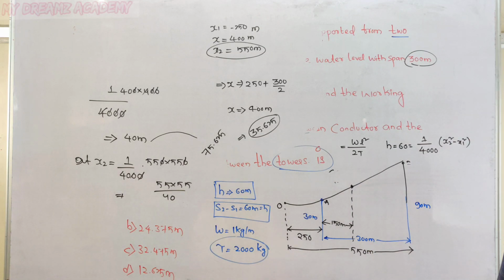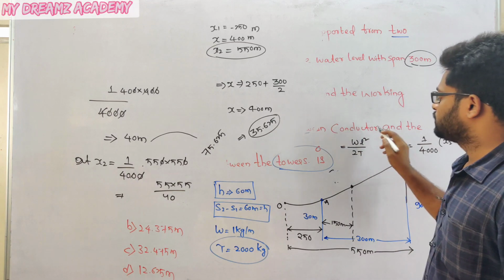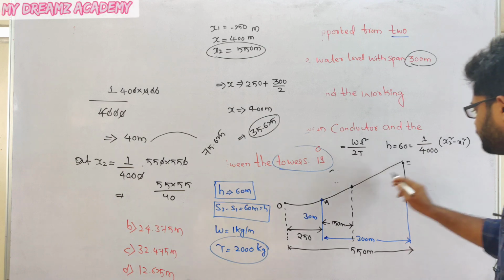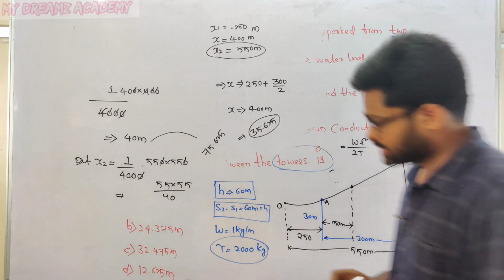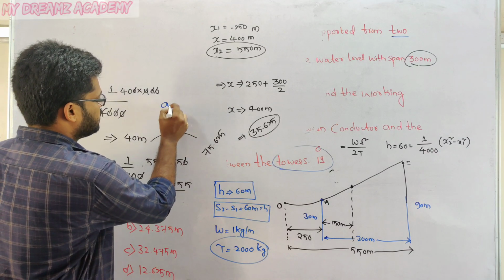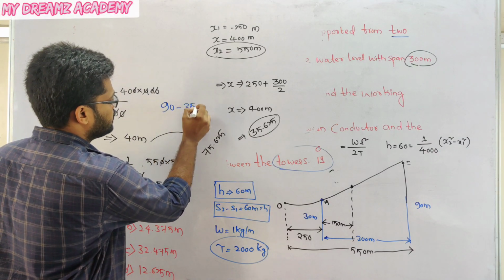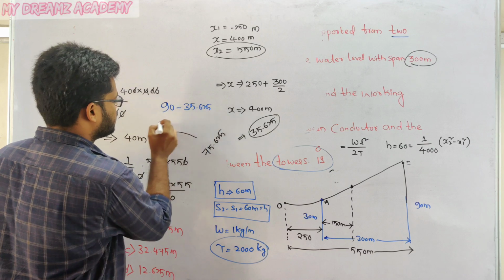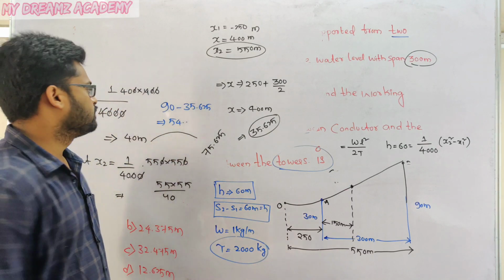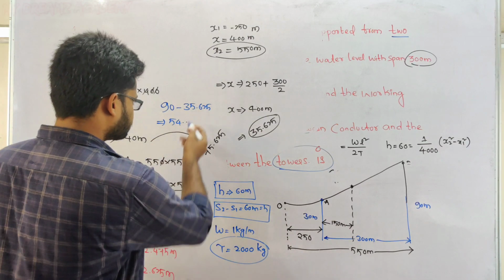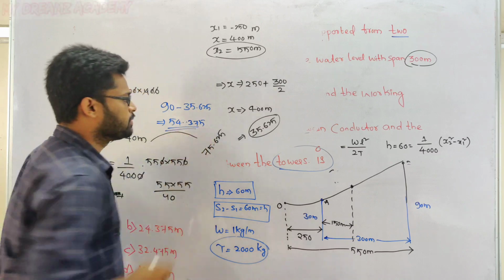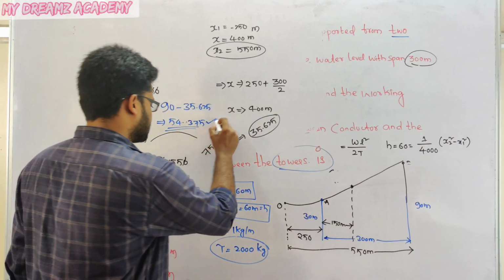Now, what we need to see in the question, we need to calculate the clearance between the tower and this midpoint, the difference between these two. So, the final answer is the distance between, 90 meters minus 35.625. It will give around 54 point something, around 54.375. This is the correct answer.